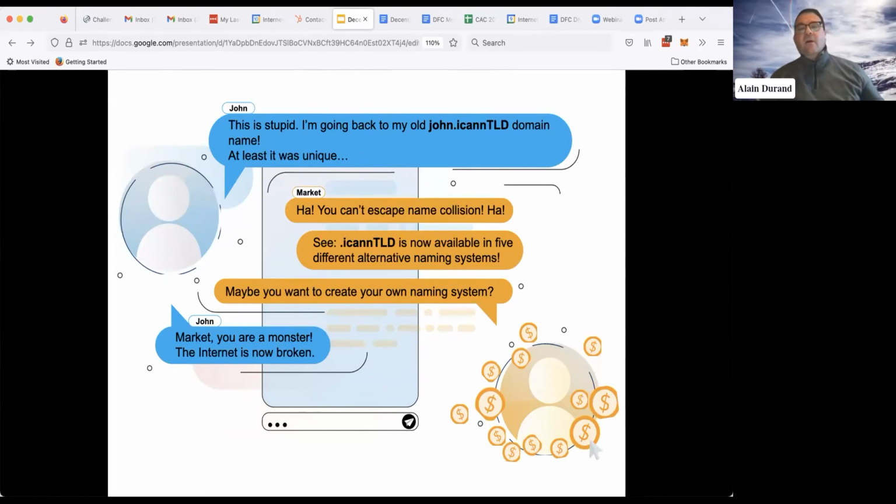I want to go back to my old John.ICANN domain. At least that one was unique. And Market says, no, you can't escape name collision. See, this .ICANN is now available in 5 different alternative naming systems. Maybe you can create your own alternative naming systems. And John says, Market, you're a monster. The internet is now completely broken.